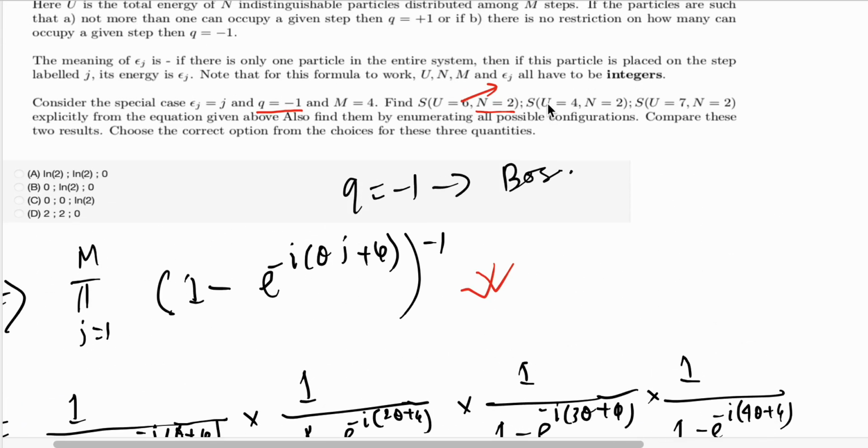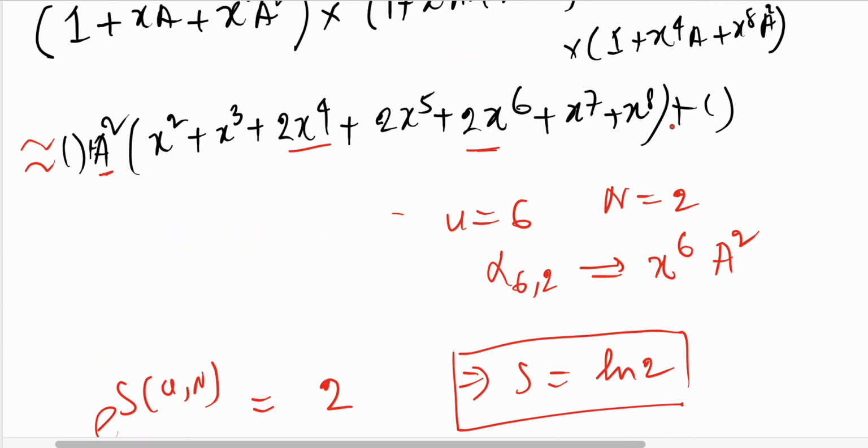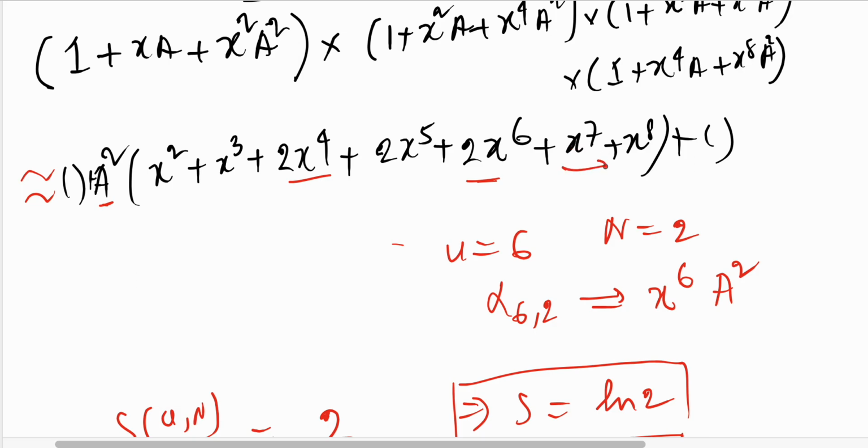Now without doing anything, I can know that the answer will be A, because all the options only have 2 ln2 correspondingly for the first one and epsilon 1. But for the pedagogical purpose, I will also show you what is the value of u7 and n2. That means I have to find the coefficient of u7.